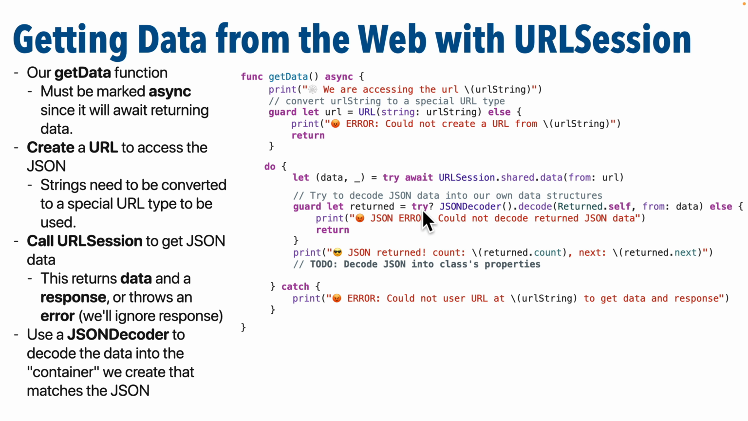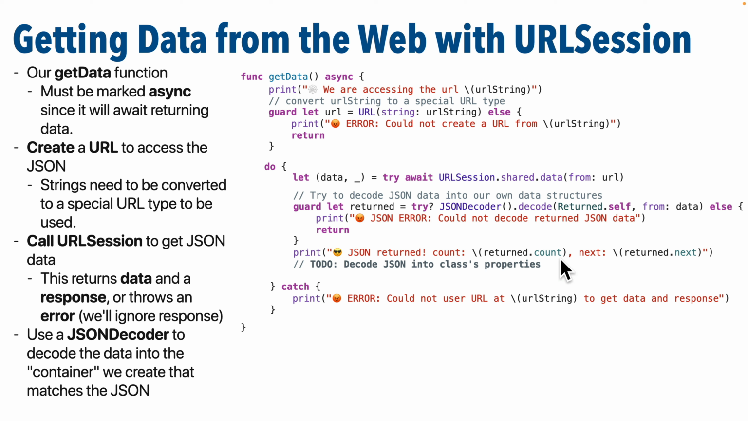It's inside of a guard statement, so we're going to print an error if it doesn't work. Otherwise, we're going to have decoded the JSON into the variables in a return struct, and we'll have that data inside of a constant called lowercase returned. Now, if this works out, all I'm going to do is print out the count and the next properties of that returned constant, but if this fails, we'll catch and print out an error. Now again, this code looks kind of gnarly for the beginner, but it's very reusable.